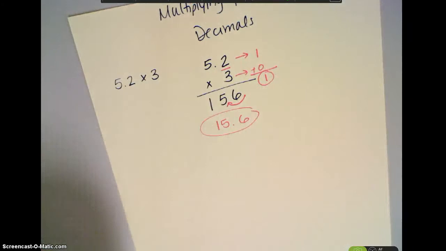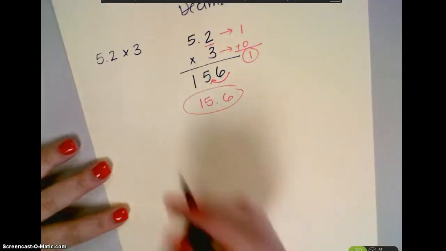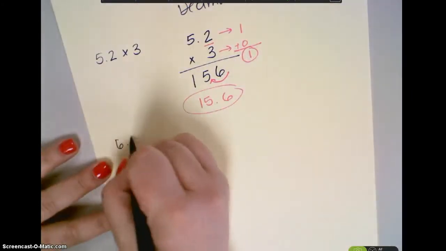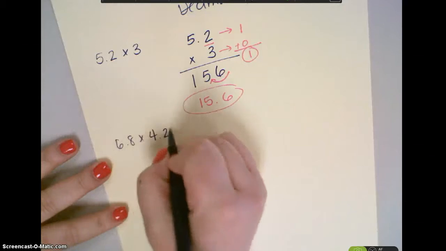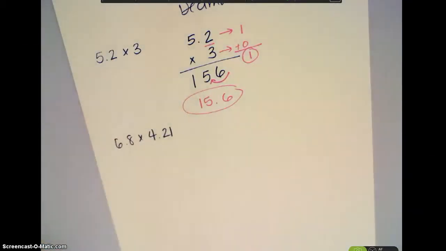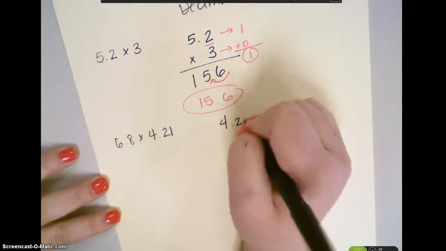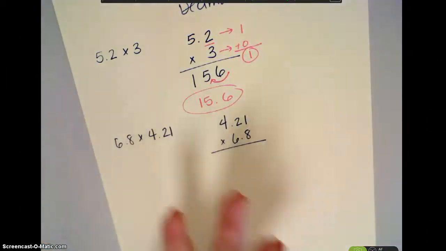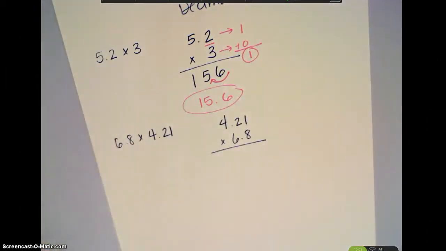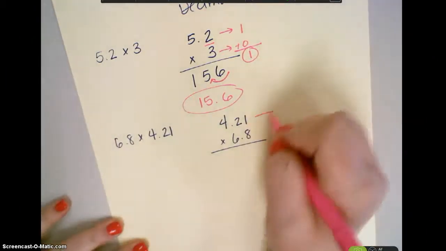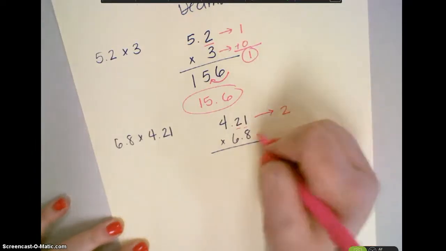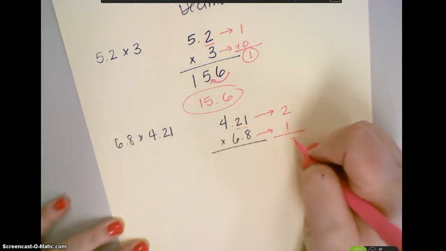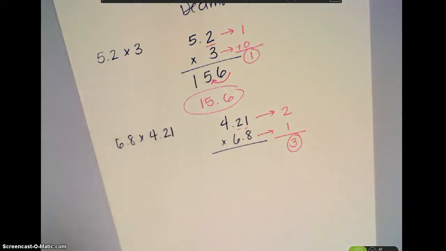Okay. Let's do one that's got a couple more decimal places. So we're going to do 6 8/10 times 4 21/100. So when I go to multiply this, I like to put the number that has the most place values on top. So I'm going to put 4 21/100 on top, and then 6 8/10 below. Again, my place values do not need to be lined up, so I can just multiply. Here I have 2 decimals. Here I have 1. So in my answer, I'm going to need to have 3 decimal places.